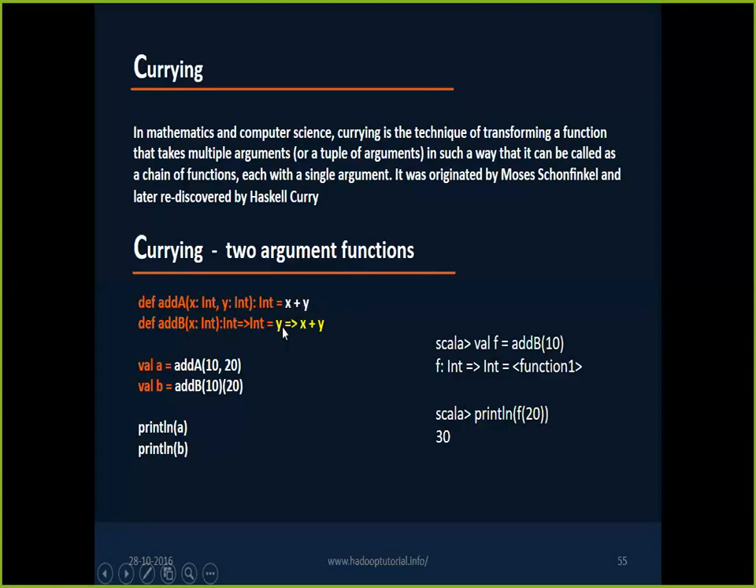So that is equal to y. This is a function, right? y arrow x plus y. Inside that function, y is another integer, and x you already got from here, and you are doing x plus y. Meaning, if you try add a of 10 comma 20, it simply gives you 10 plus 20. This add b of 10 means add b of x, which returns a function. That function itself will take another integer as a parameter and return an integer. For that function's parameter, you are passing 20 here.